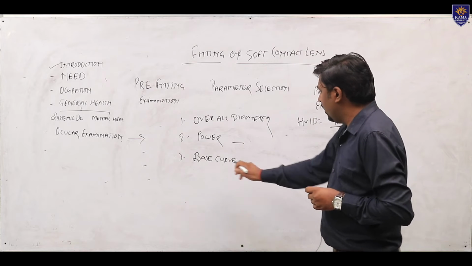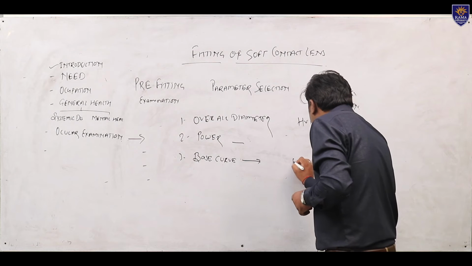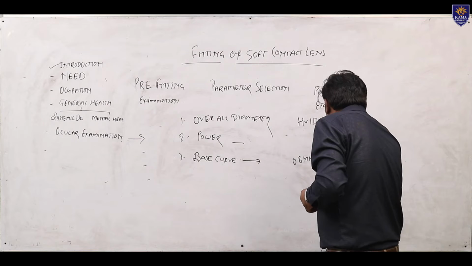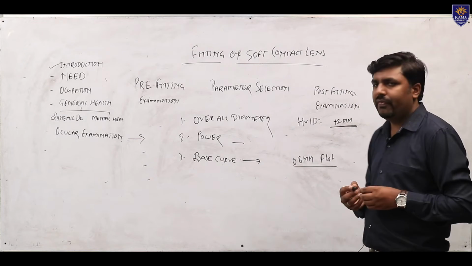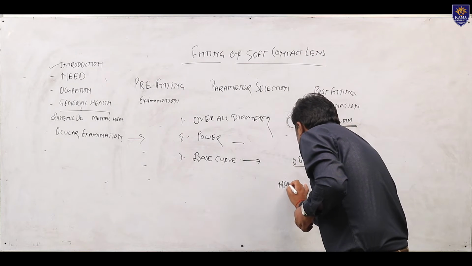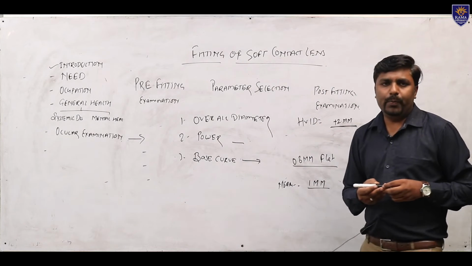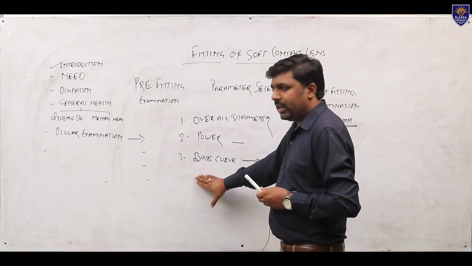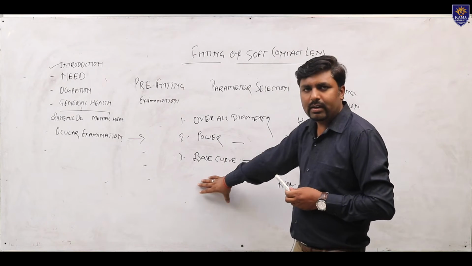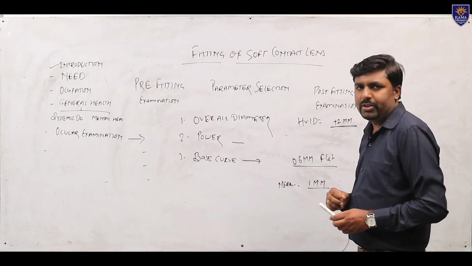And then base curve. For the base curve, whatever we get from the keratometric reading, we add 0.8 mm to the flattest value. Either in the flattest value, or in mean K, the mean value, we add 1 mm to the average value. So, this is the base curve calculation. After calculation of base curve, power and overall diameter, we select the contact lenses with all the parameters. Then we come to the post fitting examination.